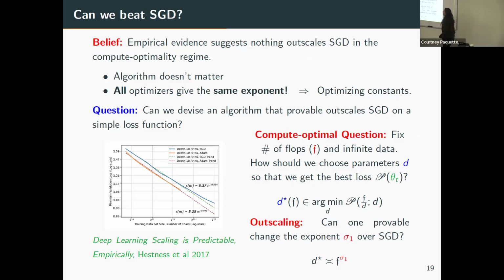Okay, so there's this big question now out there, which is, can you actually beat SGD? Okay, so on an LLM. Empirical evidence suggests that nothing beats SGD. Nothing outscales SGD. All algorithms don't matter. The reason you use one algorithm over another is simply that you're optimizing for constants and not for the exponent that you get, how you should scale.